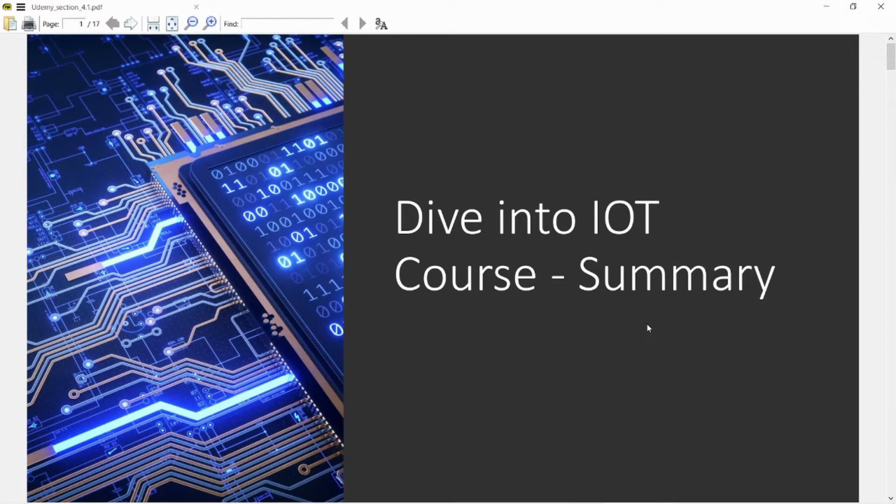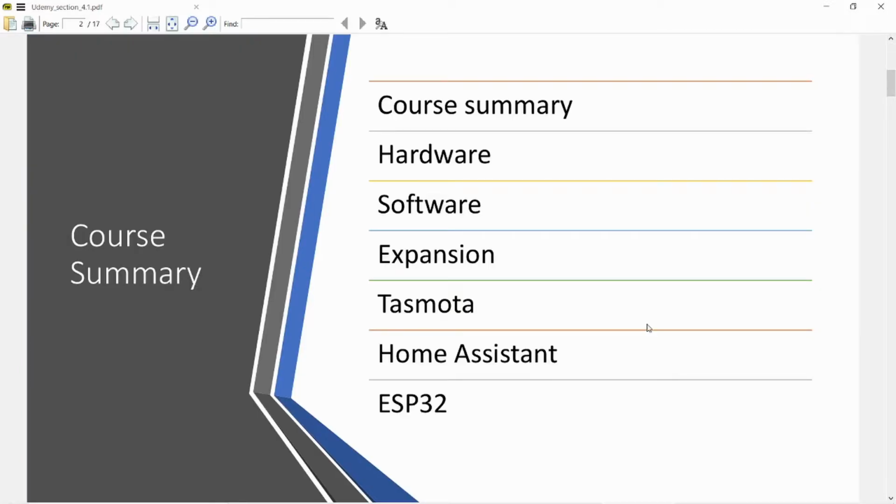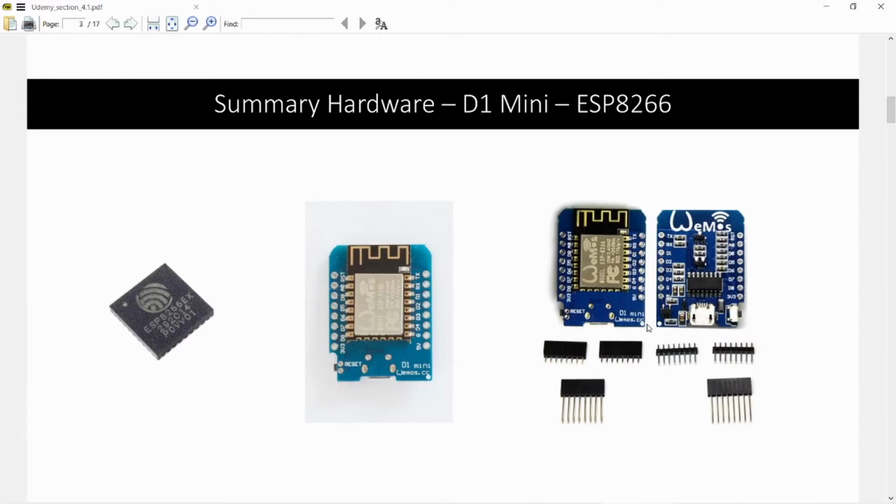Okay, well, I can't believe that we're actually at the end of the course. This is the last section. What I'll do in this section is to just go over a summary of everything and give you a few ideas for where you can go from here. Okay, so there we have it. Course summary, hardware, software, expansion, some new ideas, some other projects you can look into, Tasmota, Home Assistant and ESP32.